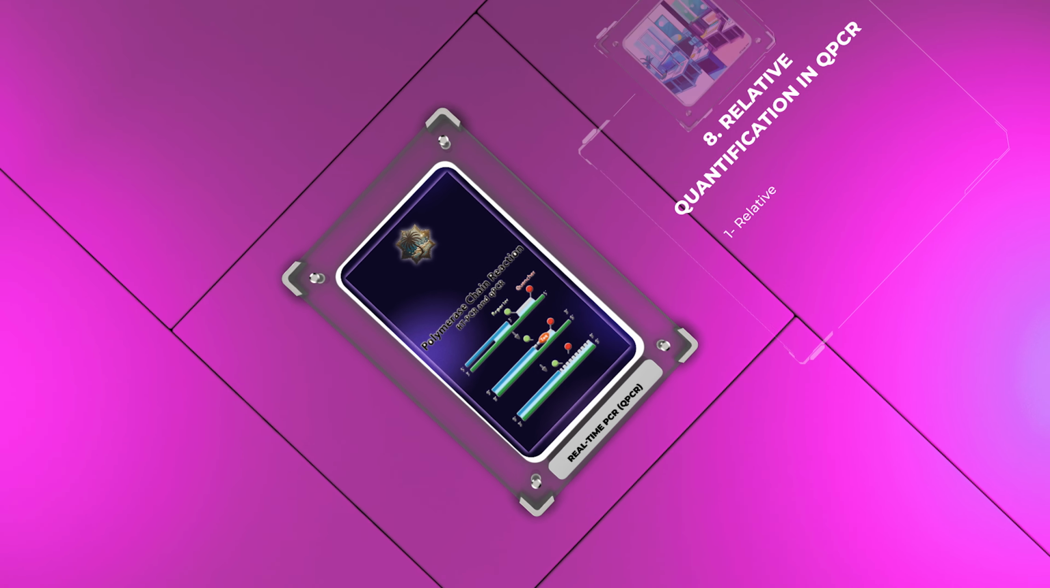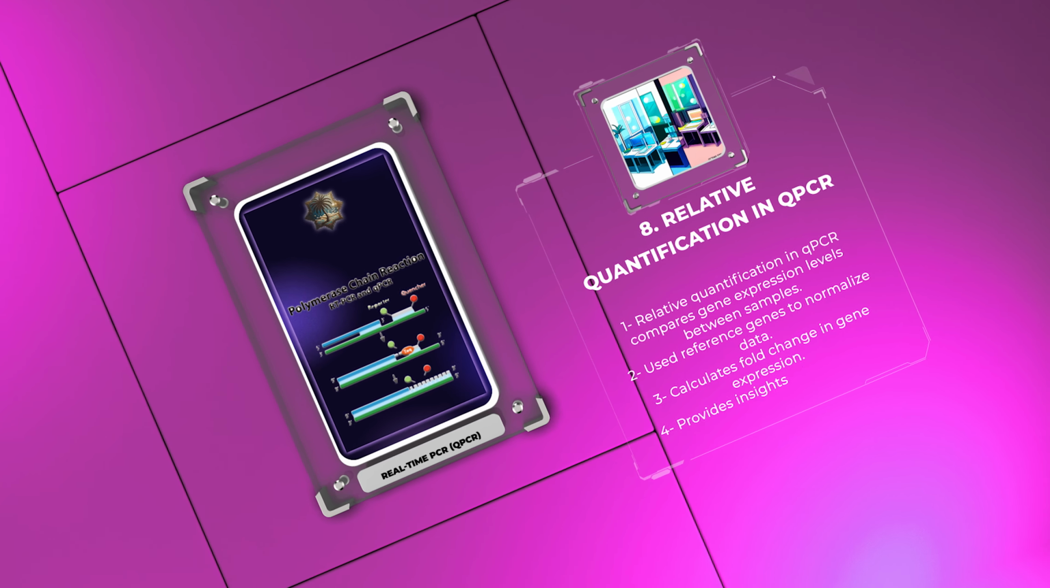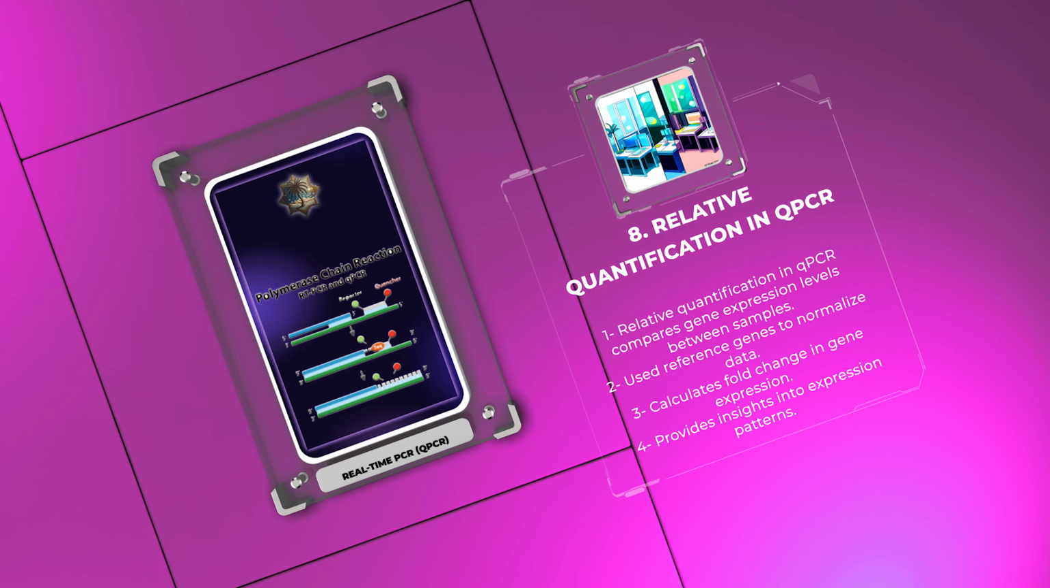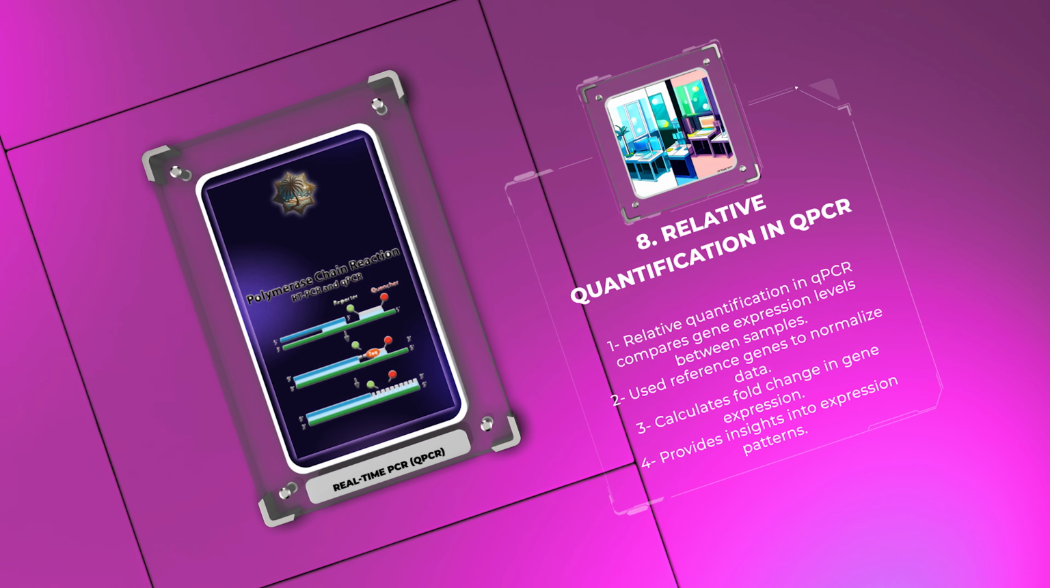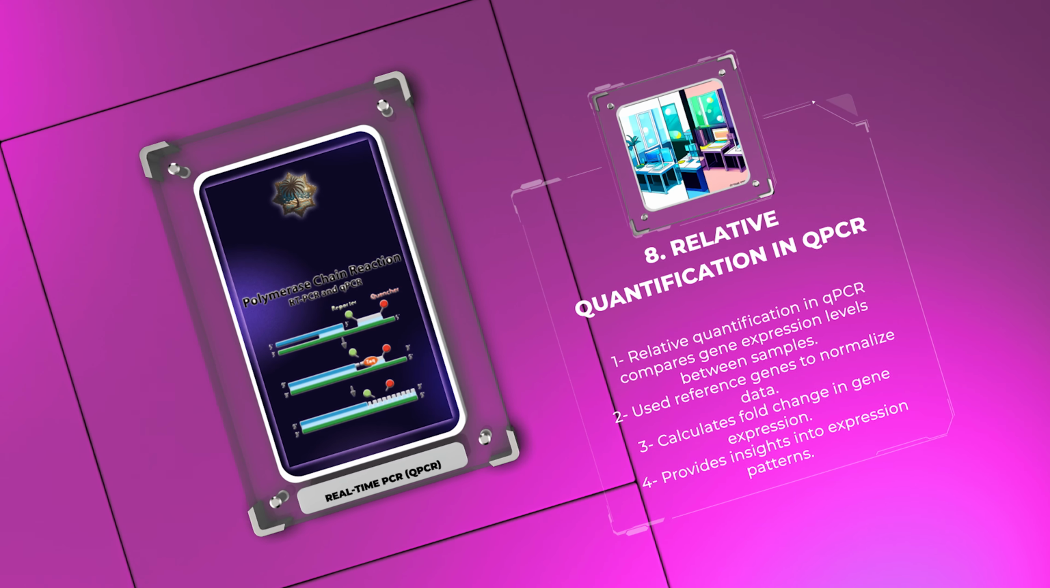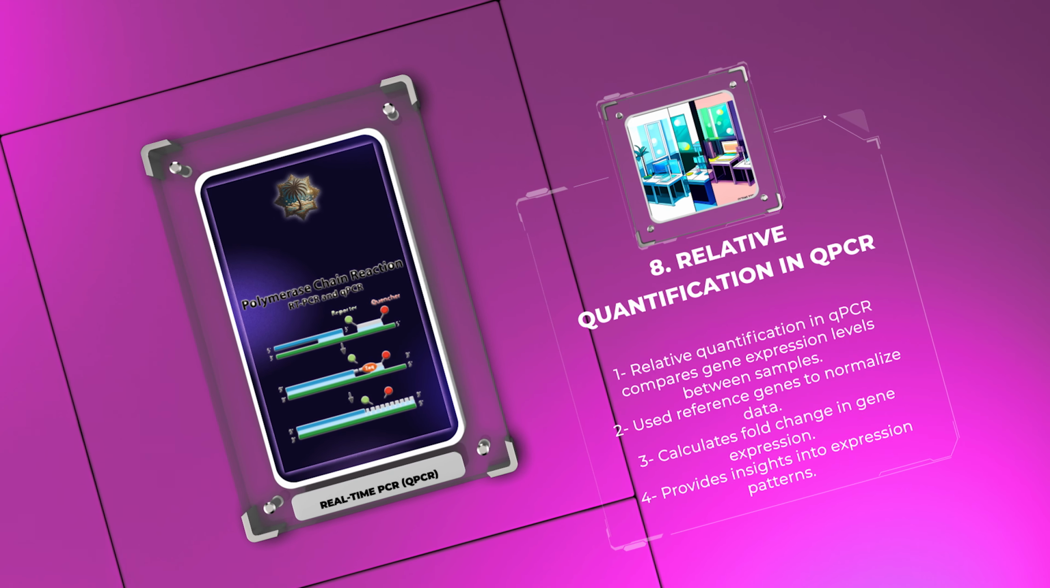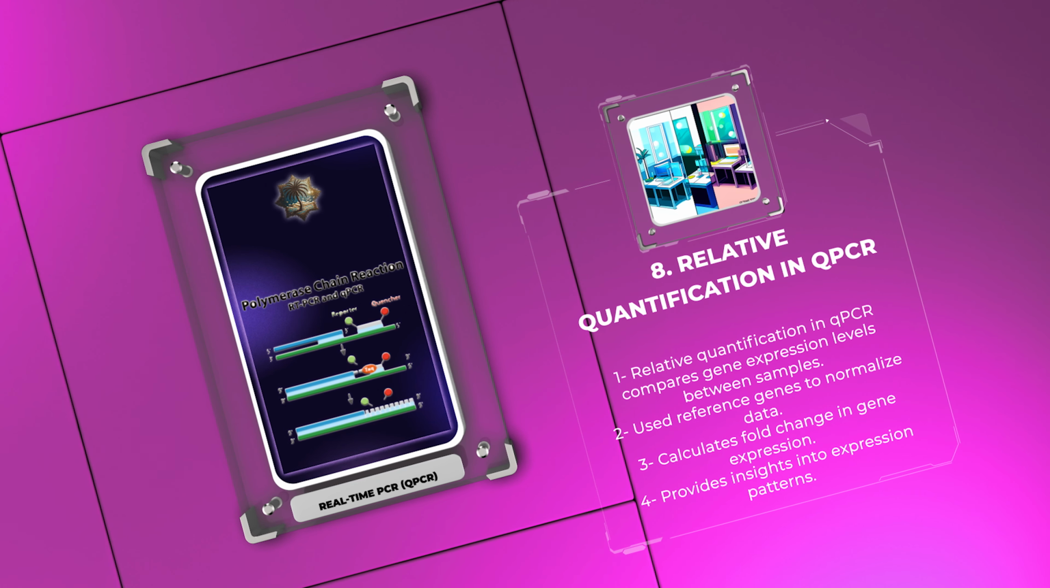Relative quantification in qPCR compares gene expression levels between samples. It uses reference genes to normalize data and calculate fold change in gene expression. This method provides insights into expression patterns and is important in gene expression studies.